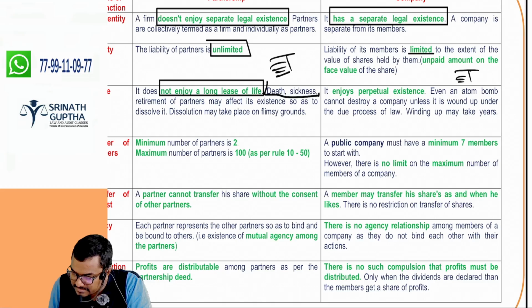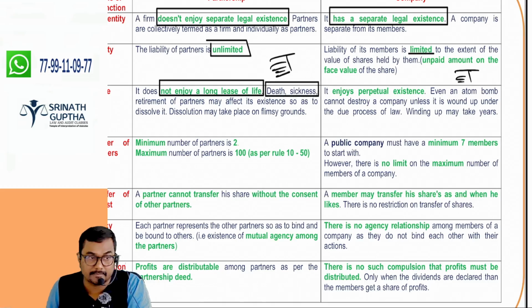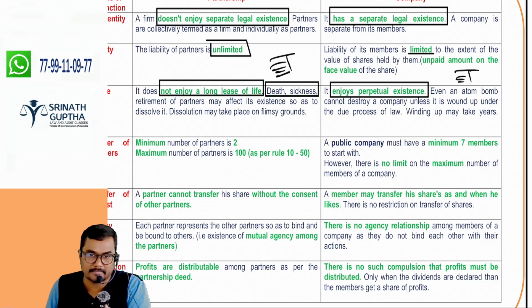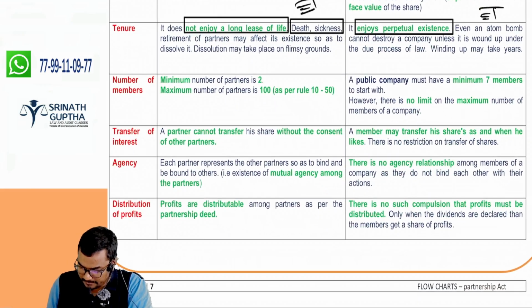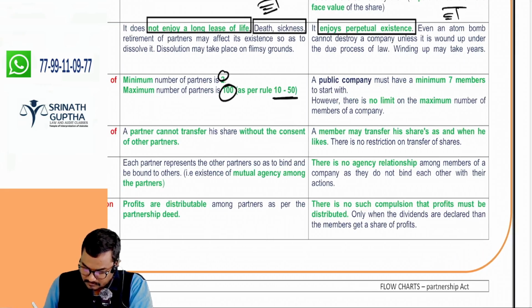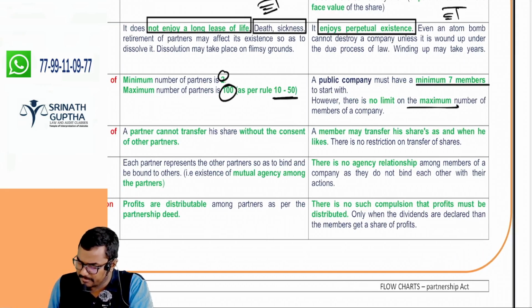Death, sickness, insanity of the partner may affect the partnership's existence. But a company enjoys perpetual existence. Members may come, members may go, members may die, but the company will remain the same because if you die, I will not die. Here, partners: minimum 2, maximum 100, but as per rule 10, it will be 50. In case of the company, minimum number of members is 7, there is no maximum limit.